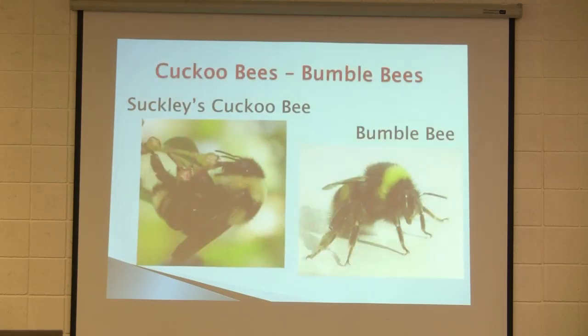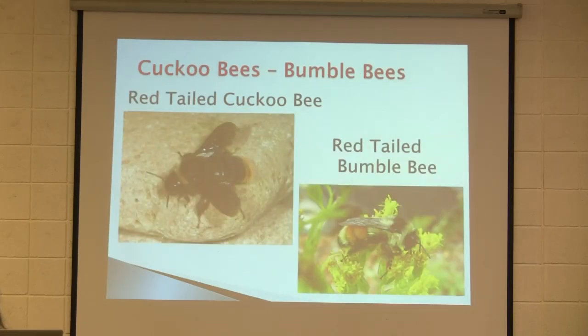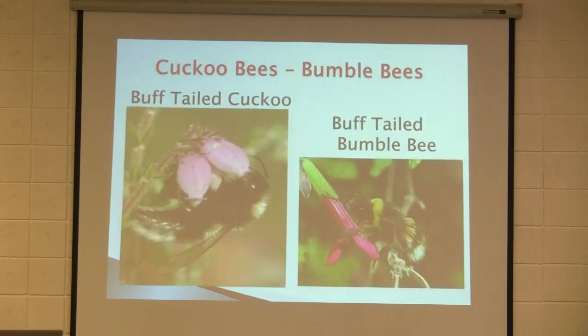The problem with cuckoo bees, they're hard to tell apart from the native bees. As you can see, the cuckoo bee for the bumblebee, they look almost like a bumblebee. They mimic the bees really close. The difference is they usually don't have as much hair as the native bee. Here's a red-tailed cuckoo bee, and you can see it's pretty hairy, but right here, it's shiny, whereas the red-tailed bumblebee has much more hair. So, but they're very hard to tell apart. A buff-tailed cuckoo mimics the buff-tailed bumblebee.